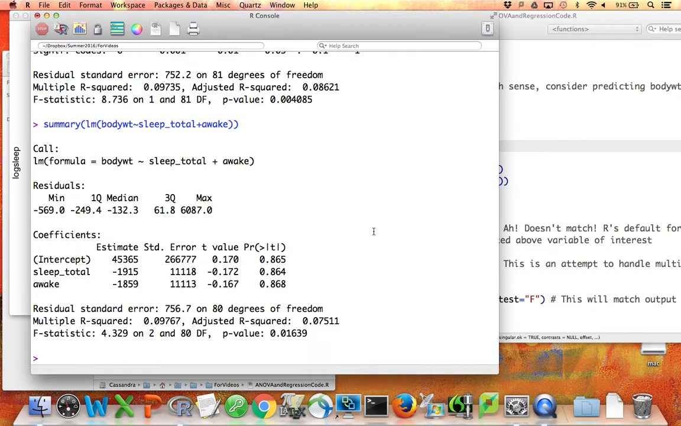Here's what we're trying to illustrate. When I put them both in, sleep total and awake, even though I saw that each of these predictors, when used as the only predictor in the model, did lead to significance, now these are not significant at all. And also some weird things are going on here. Look at these ridiculous coefficients. There's some strange things going on, and these p-values are now really large.